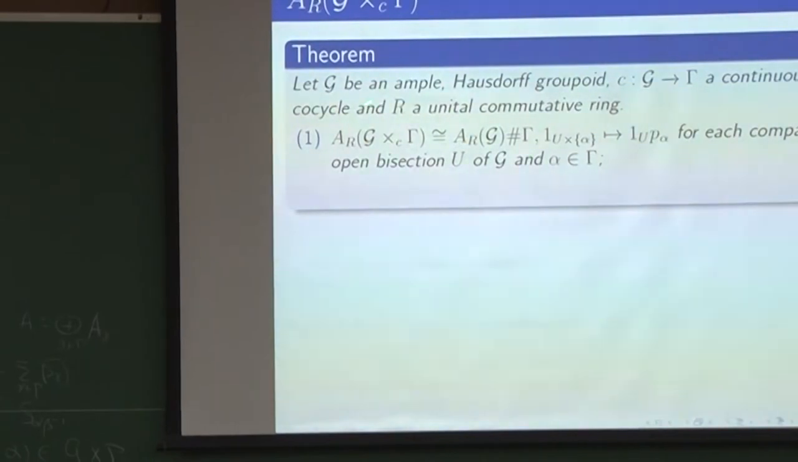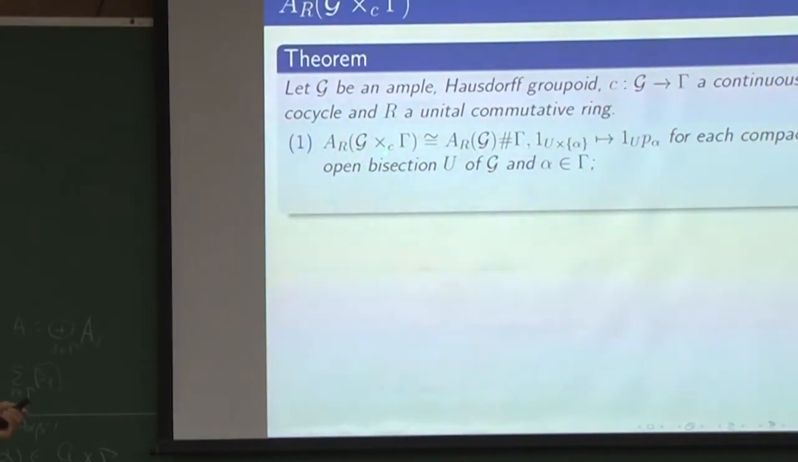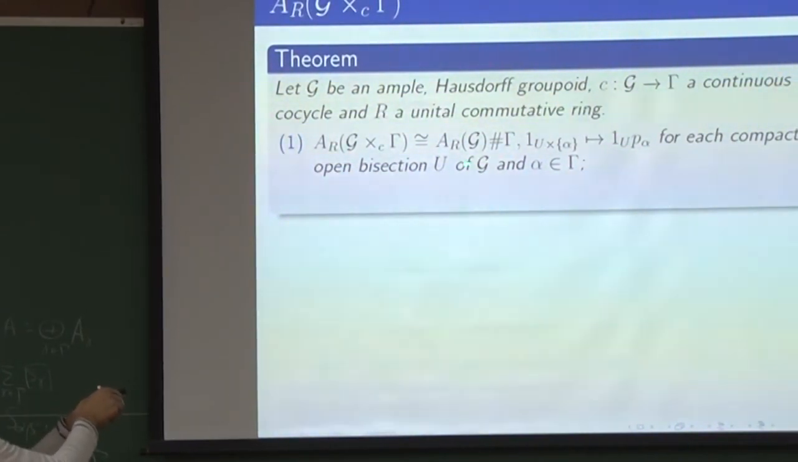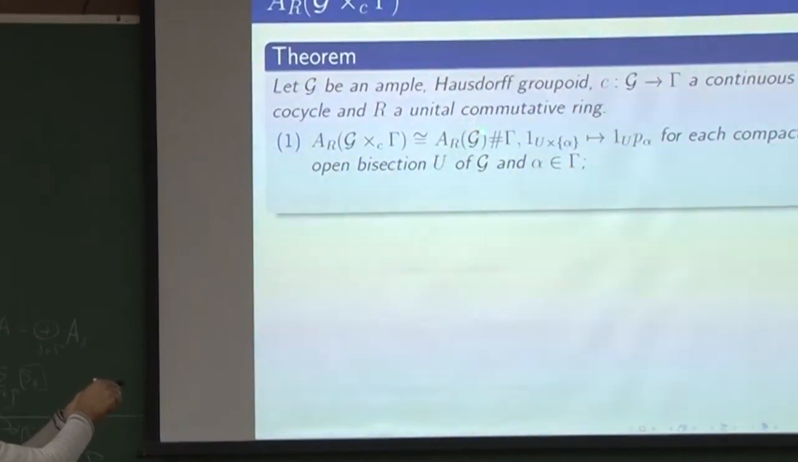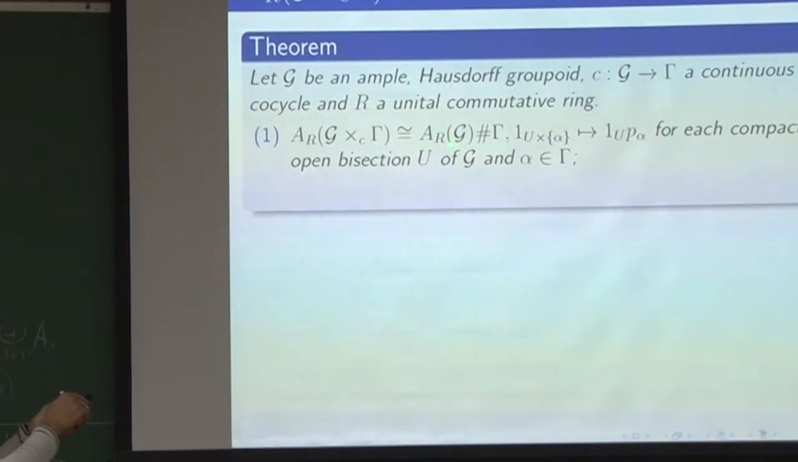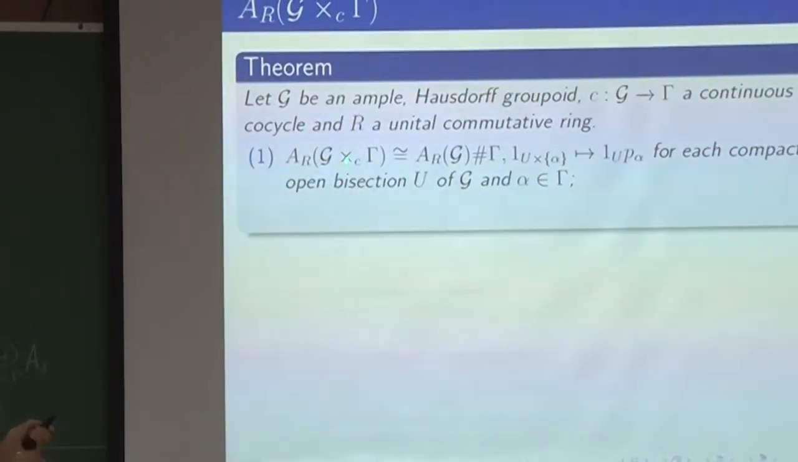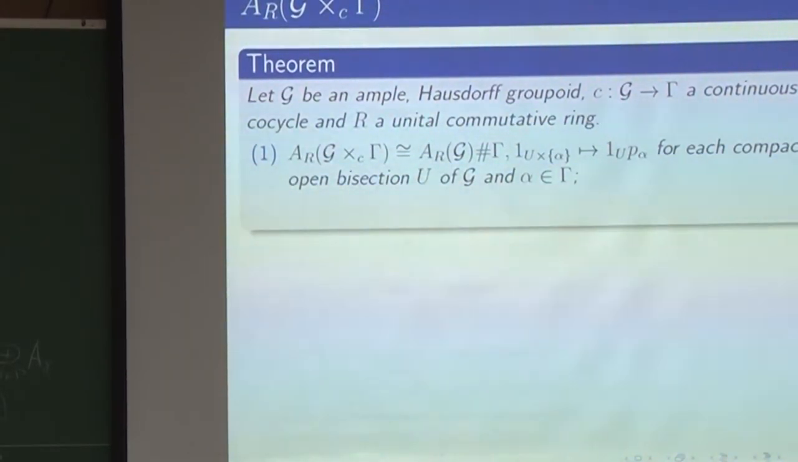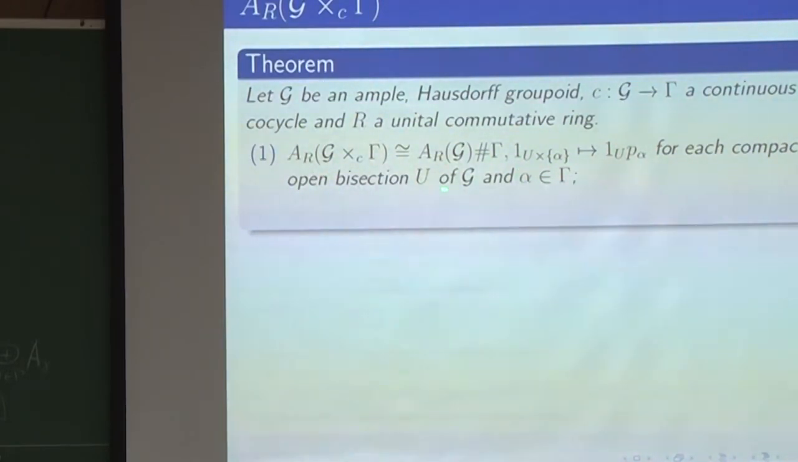and R a commutative ring with unit. Then we have that the Steinberg algebra of the skew product groupoid is isomorphic to the smash product. So let's recall that this smash product is here, and the isomorphism is graded. First we recall that the smash product has a grading which is induced by the grading of the Steinberg algebra of G, and this skew product has an induced cocycle. So this Steinberg algebra has a grading. For each compact open bisection U of G and any alpha in the group gamma, this function is mapped to 1_U p alpha.